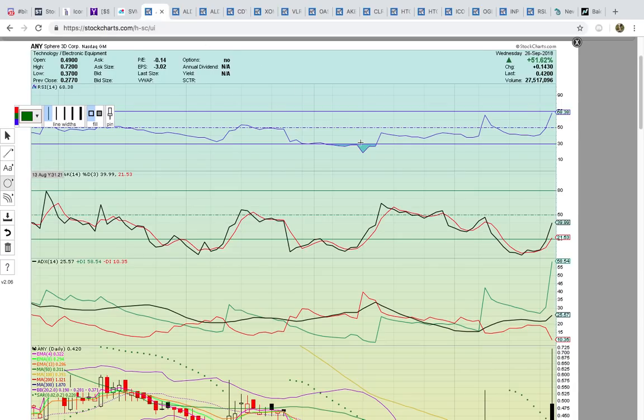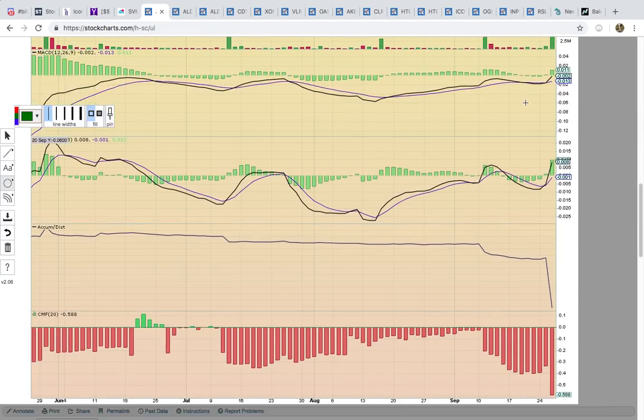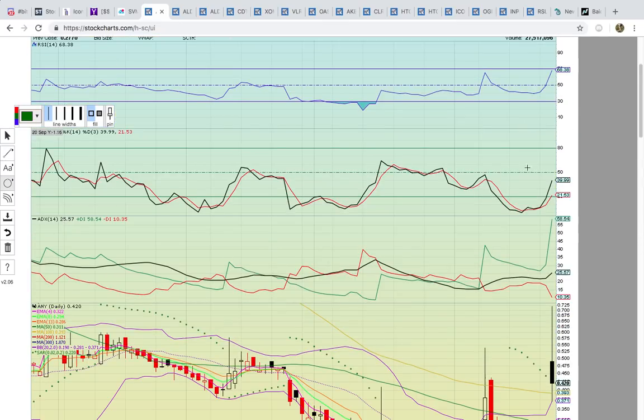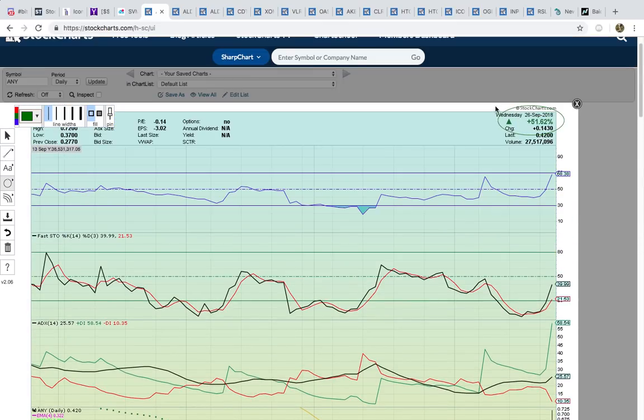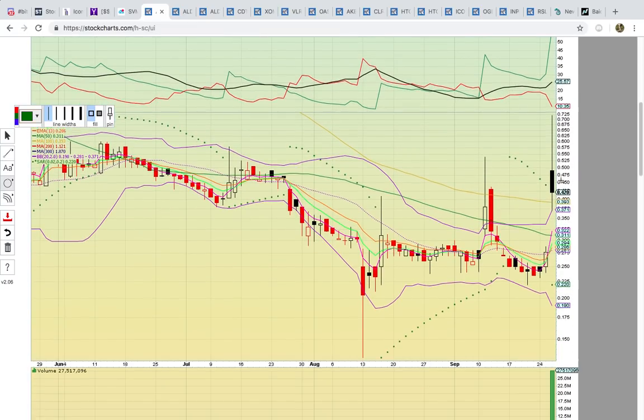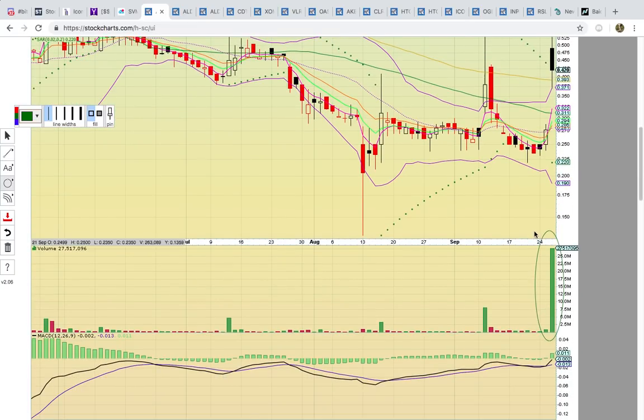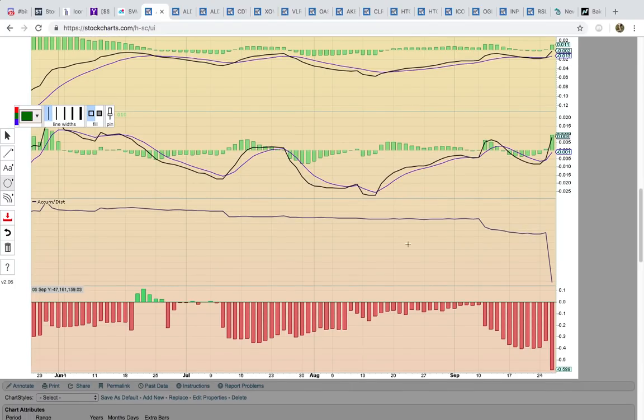Okay, take a look at ANY. This is Sphere 3D Corp. It closed up 51% today. So yeah, that was an incredible move, right? You have a 51% gain. You have a huge volume bar today, and so that sounds all wonderful. But then you look down here at accumulation distribution and Chaikin money flow, and you see a giant spike down on both indicators. And so that was a big red flag here.